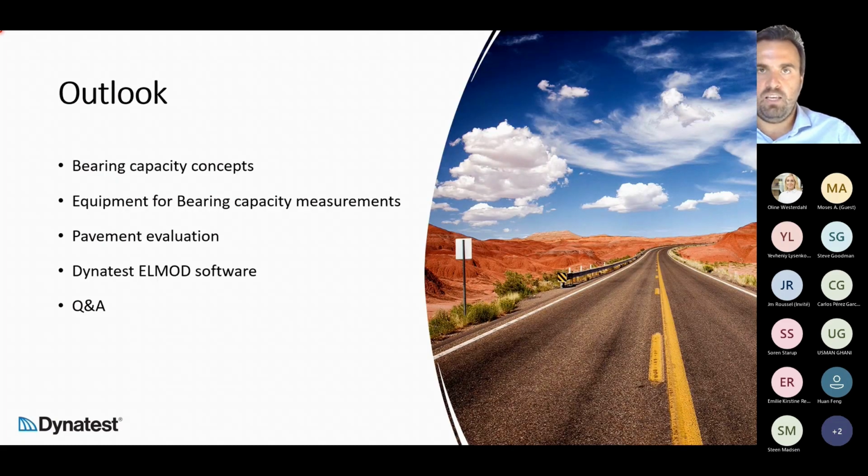An outlook about today's webinar. We introduce the concepts of the bearing capacity. We have a presentation of the equipment for the bearing capacity measurements, an historical view of what was used on the road and what is currently used. What is the pavement evaluation? So how we can evaluate the pavement performance and forecast the residual life. And how the Dynatest ELMOD software can support you in this process.